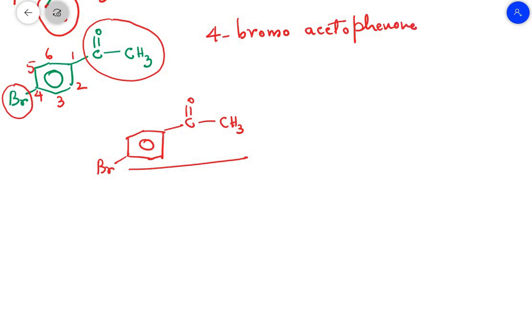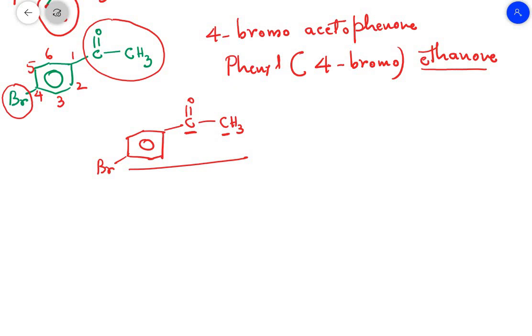Or it is also called by another name, that is phenyl. Within the bracket we have to enclose it as 4-bromo, then followed by ethanone. Since there are 2 carbon atoms, therefore we call it ethanone. That is, here the 2 carbon atoms, this is 1 carbon and this is another carbon, so therefore it is called ethanone, and this is called phenyl, right? But this phenyl is at the 4th position because this is number 1 and this becomes number 4. So at the 4th position we are having bromine, so therefore we call it phenyl 4-bromo, then followed by ethanone.